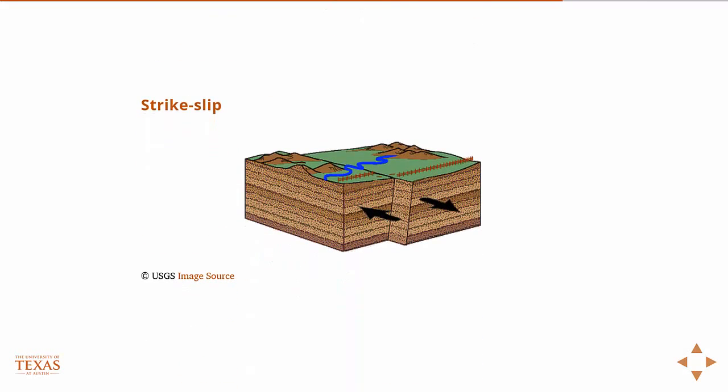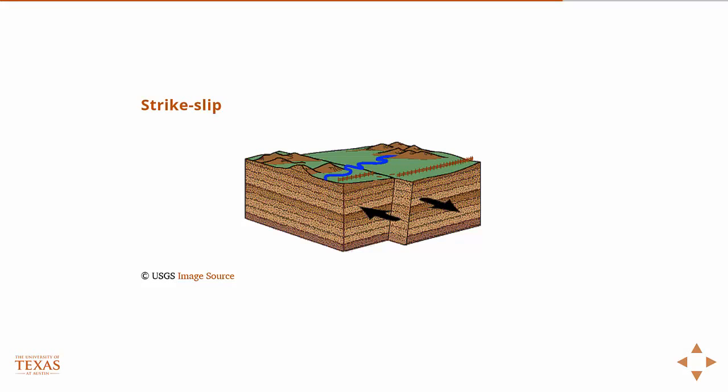The other type is a strike-slip fault. This is where two faults come together and slide. That one is pretty easy to think about. This is also what the San Andreas fault is, and what most transform faults are.